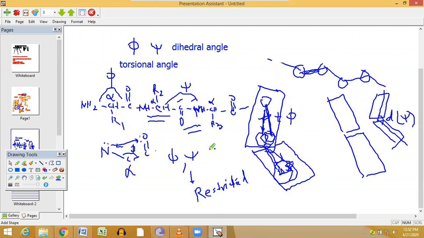And how much they will move or in which direction they will move, it will depend on what? It will basically depend on the side chain, that is R2, R1, R3. This is the side chain, because the side chain produces a lot of interactions: steric interactions, hydrophobic interactions, and if it contains a hydroxyl group or arginine group, it can even produce ionic interactions or polar interactions as well.